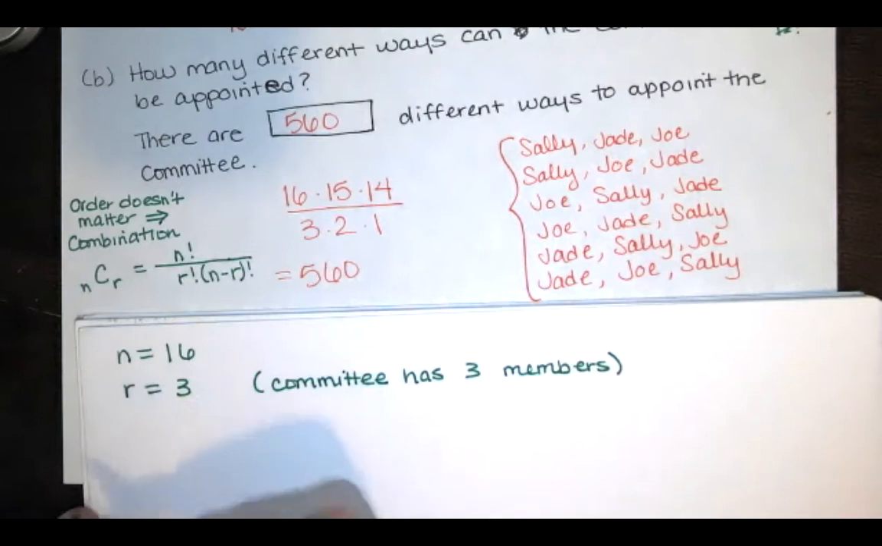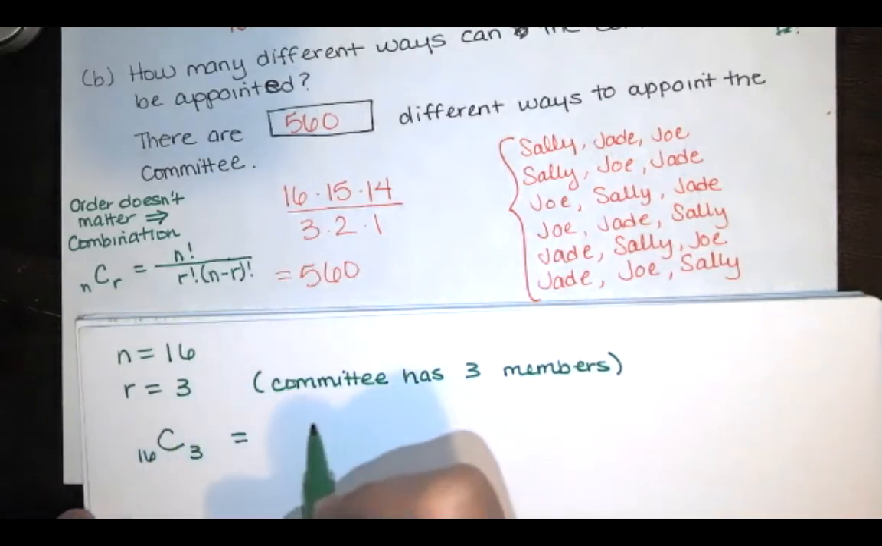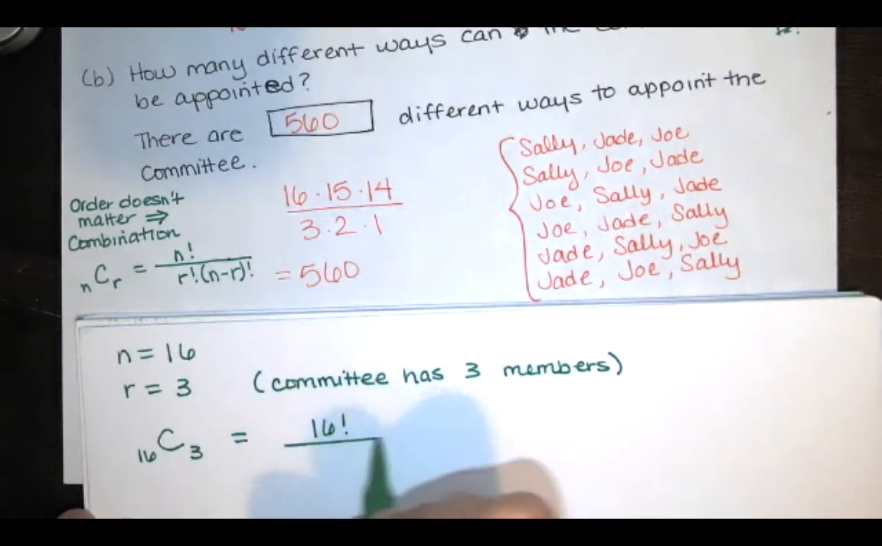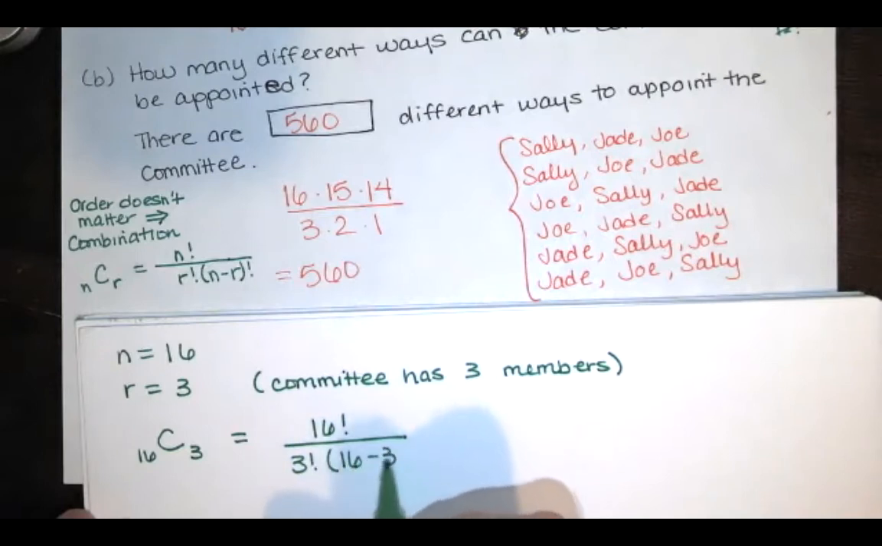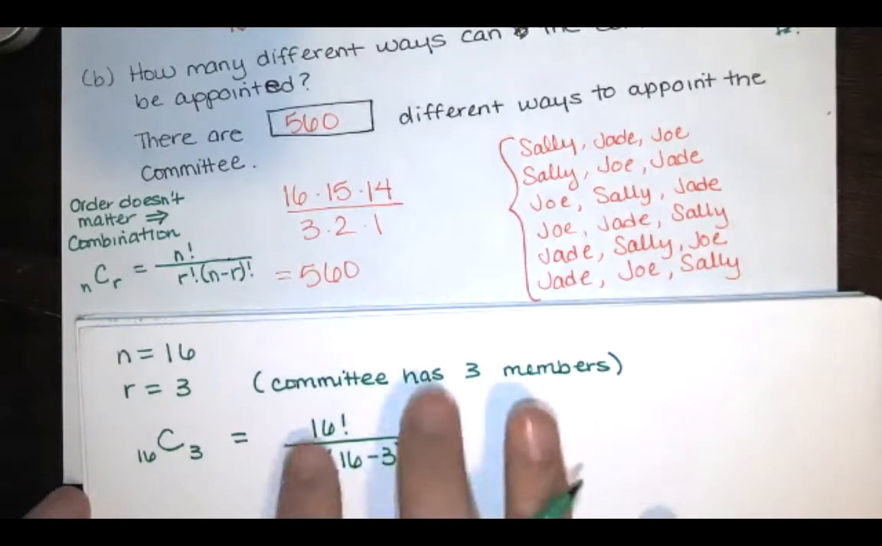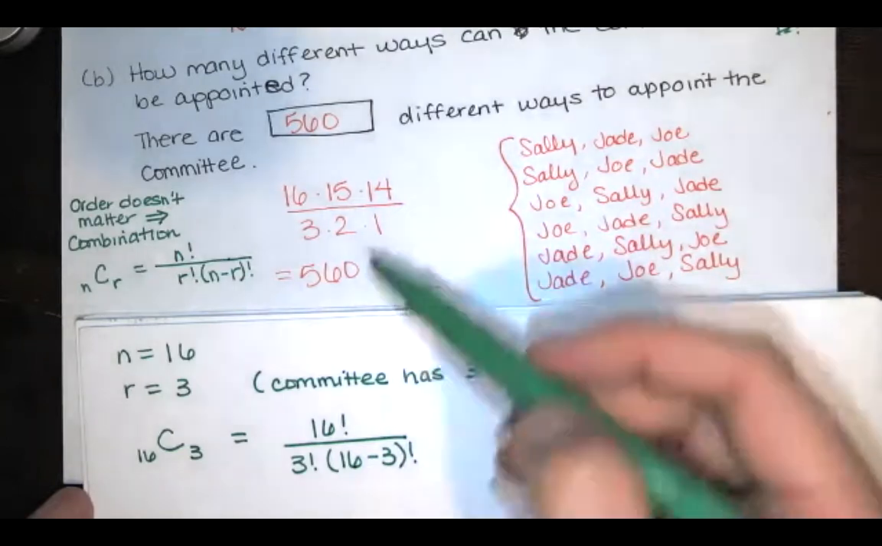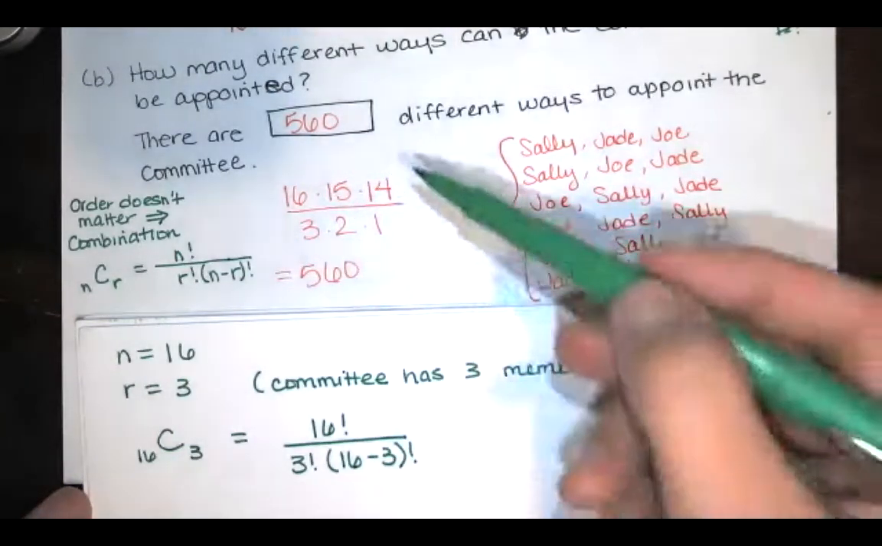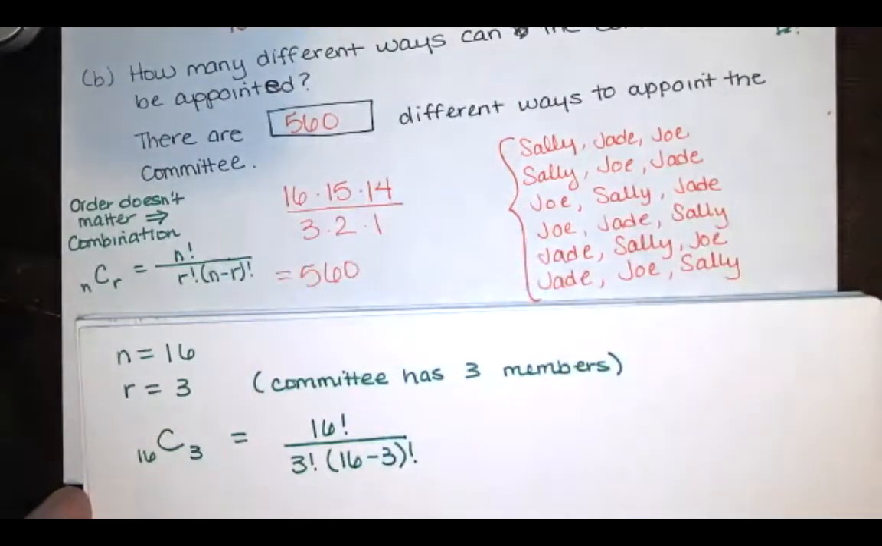Then the formula says, we've got 16 and we're choosing 3. You take 16 factorial and you divide by 3 factorial times (16 minus 3) factorial. Now, I actually don't have this memorized. I have the intuitive approach memorized, and I use the intuitive approach to write down the formula.